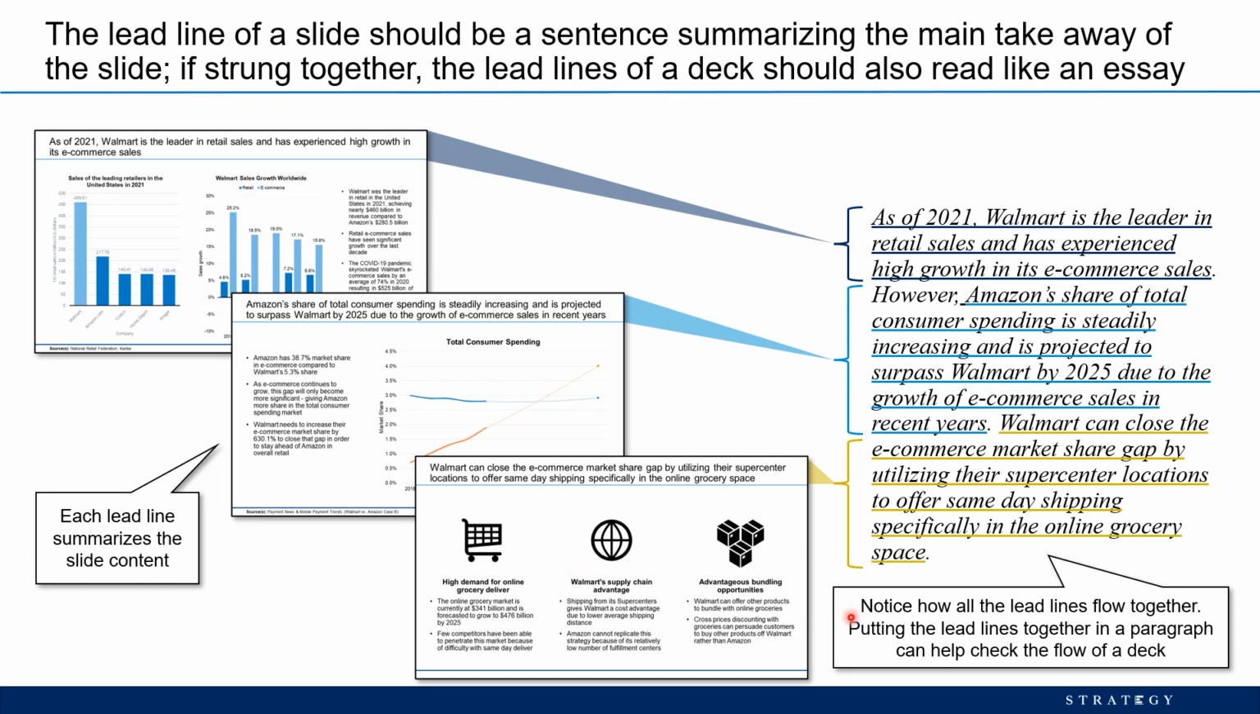If we take all these lead lines and we put them together, watch how it reads. As of 2021, Walmart is the leader in retail sales and has experienced high growth in its e-commerce sales. However, Amazon's share of total consumer spending is steadily increasing and is projected to surpass Walmart by 2025 due to the growth of e-commerce sales in recent years. Walmart can close the e-commerce market share gap by utilizing their supercenter locations to offer same-day shipping specifically in the online grocery space. You see how that all flows together?